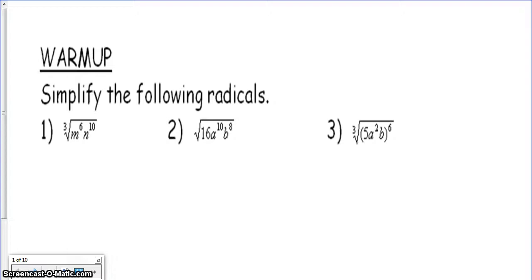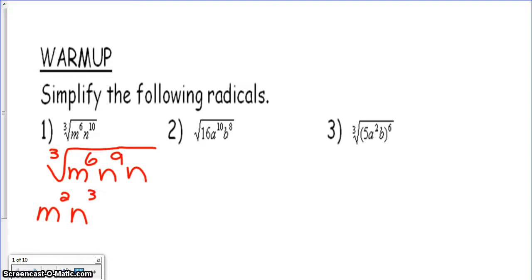In order to simplify, we have the cube root of m to the 6th, and then we break down our n to the 10th so that we have n to the 9th and n to the 1st power. That way our n to the 9th is divisible by 3, giving us m squared, n cubed, and then the cube root of n.